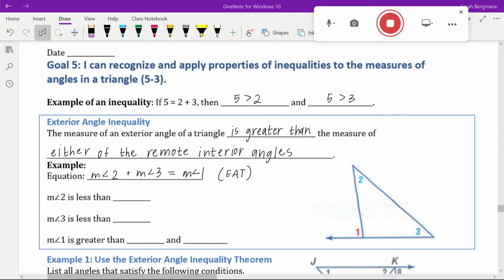Welcome back. This is the final video about relationships inside of triangles. First, today we are going to talk about inequalities, about the measures of angles in a triangle and outside of a triangle.